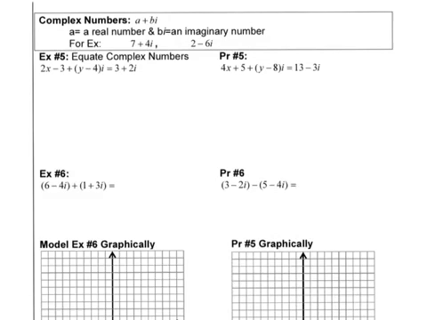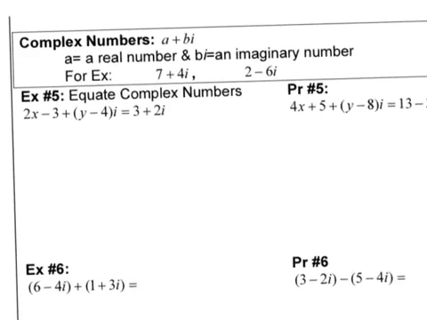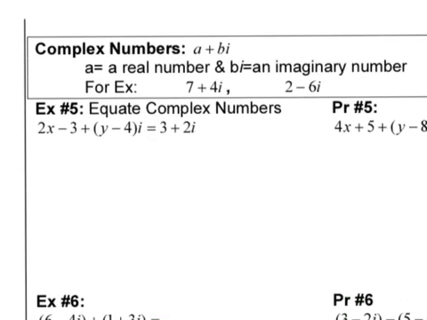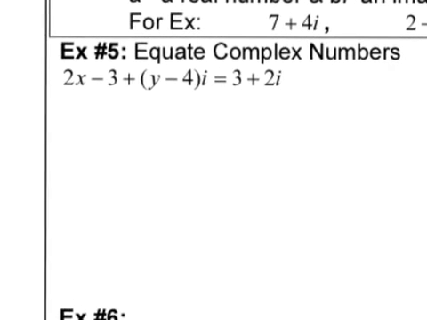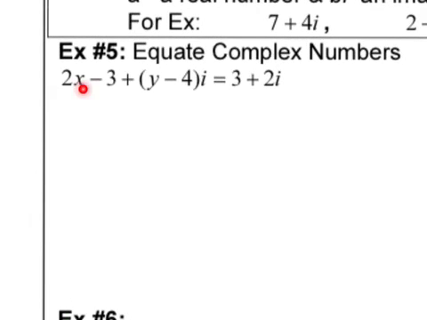Okay, here's the second half of 5.9, talking about complex numbers. Now, complex numbers are when you mix a real number and an imaginary number. So, for example, a here is the real number, and b times i is some imaginary number. So here's 7 plus 4i, or 2 minus 6i. Those are complex numbers. And what if they gave you an equation with complex numbers, and look, we have x's and y's. How do we solve something like this?